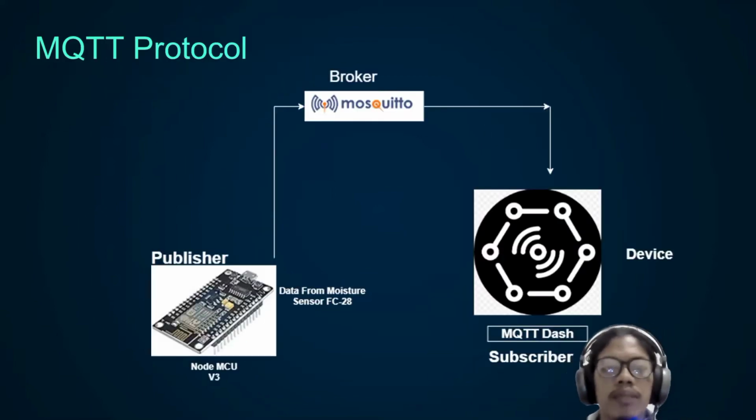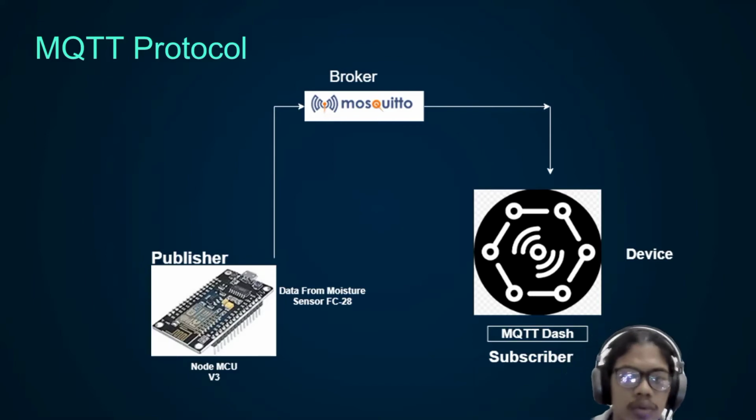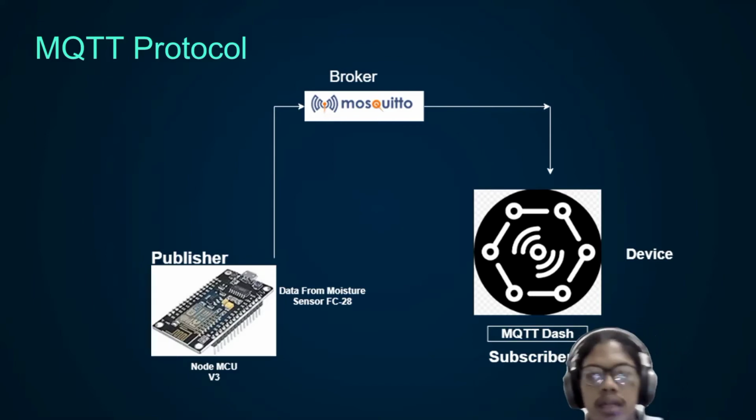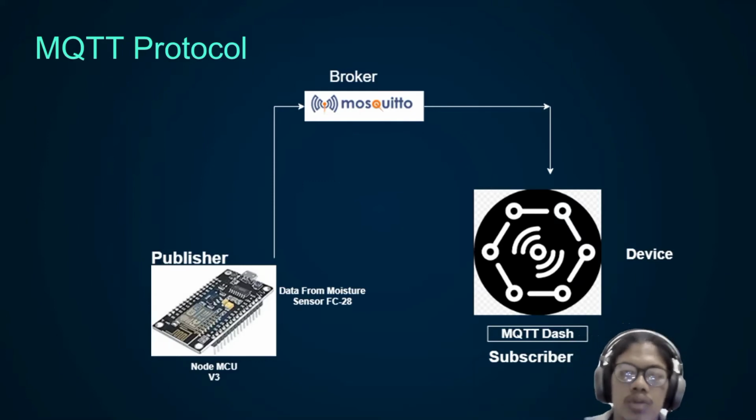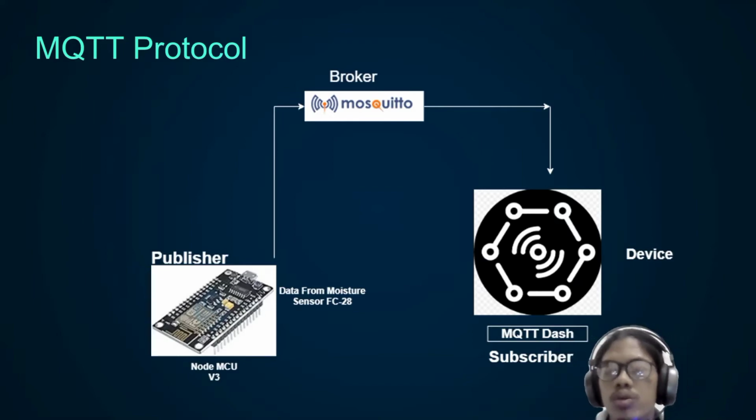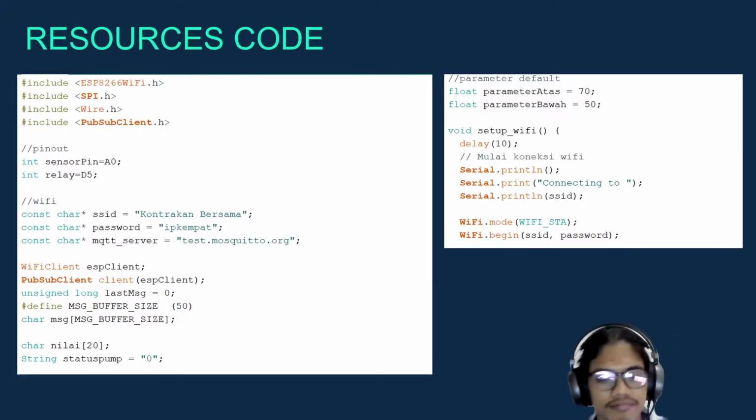The MQTT protocol has a publisher, a broker, and a subscriber device. For the publisher, we use NodeMCU with the data from the soil moisture sensor. For the subscriber, we use MQTT Dash on an Android device, and for the broker we use Mosquitto.